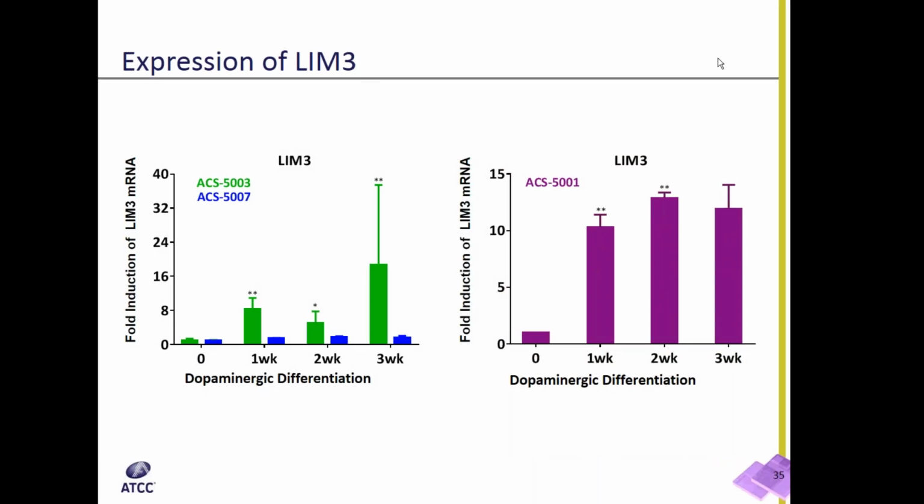We looked for upregulation of motor neuron genes such as LIM3, HB9, and N1. We also looked at the cholinergic neuron gene during dopaminergic neuron differentiation. So first we see a significant increase in LIM3 in the normal cells on the left and in the Parkinson's disease cells on the right, with the exception of the ACS 5007, which didn't seem to differentiate into this cell type.